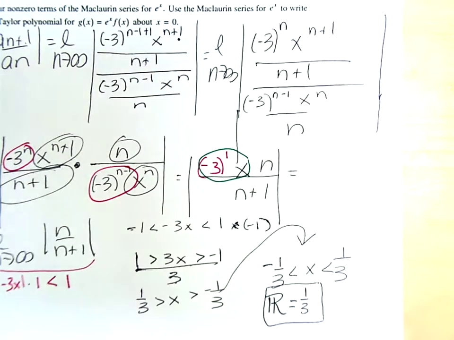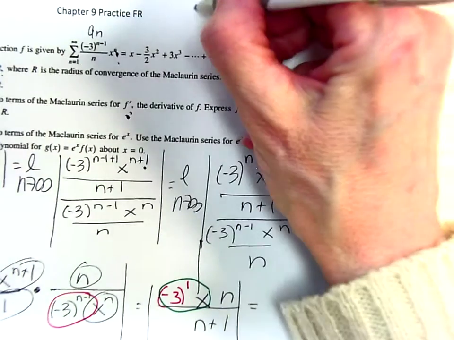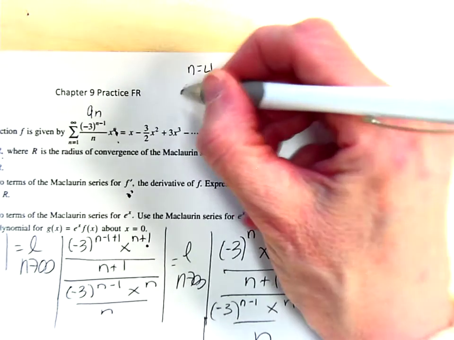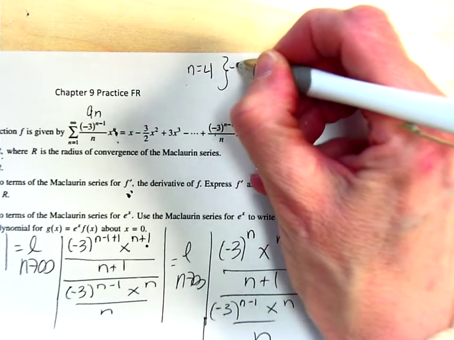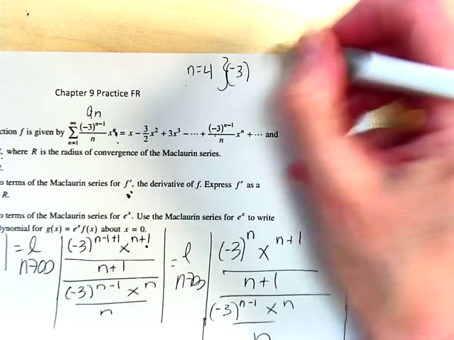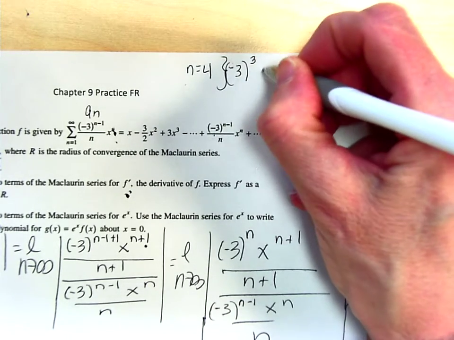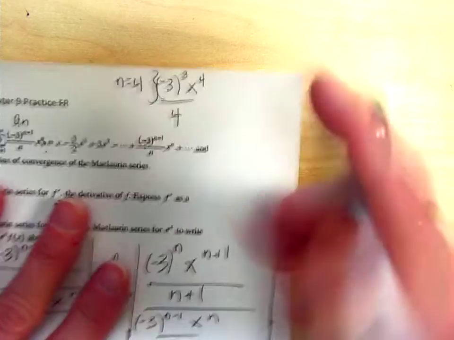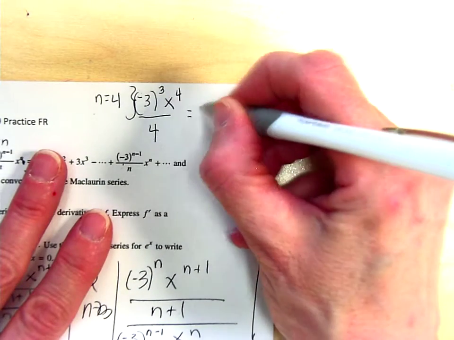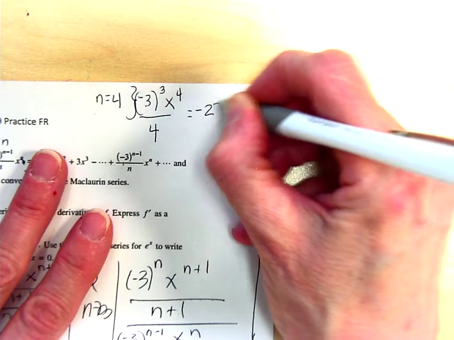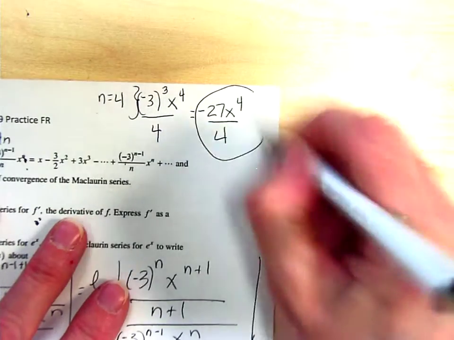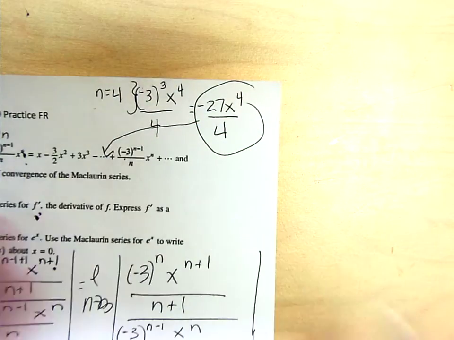So I actually have to figure out one more. So let's figure out the 4th term for our function. So this would be minus 3 to the 3rd, x to the 4th over 4. And if I simplify this, this would be minus 27 x to the 4th over 4. So we have to pretend that this term is right there.